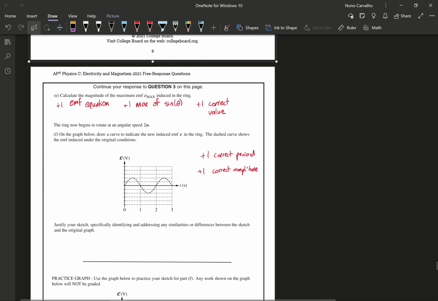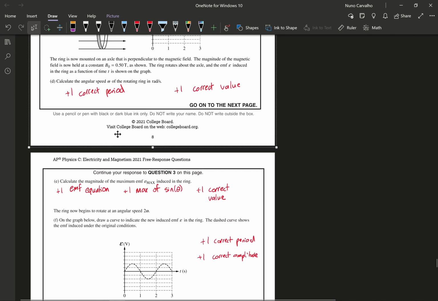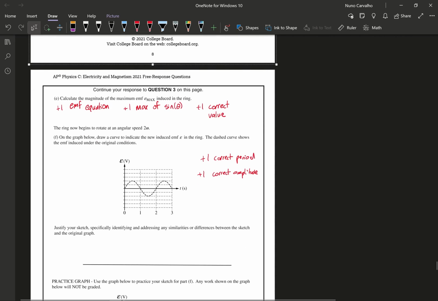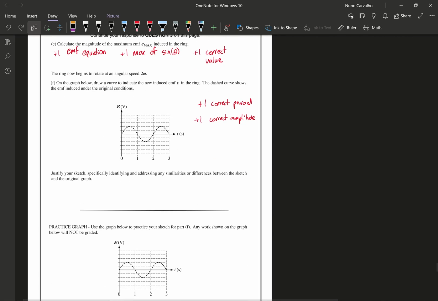I think then you get a point for showing that you're taking the maximum of this by just looking at the maximum of the sine function that's part of this equation. Then finally, the correct value, where you plug in all the values that are given to you for the constants, and you get a point if it's the correct one. Then finally, for part F, I think you will get a point for each of the two attributes that are different, right? So the period of this graph here should change, and so should the amplitude.